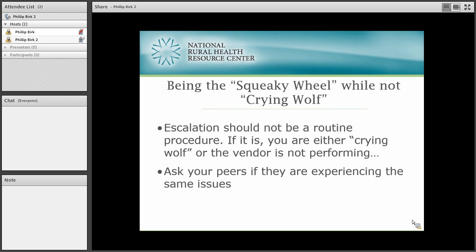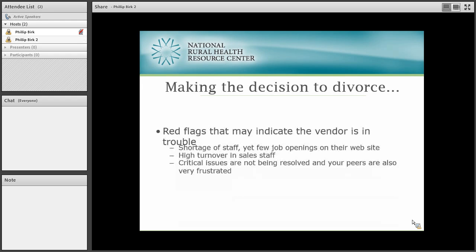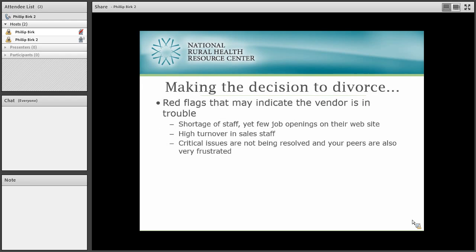So how do you be that squeaky wheel while not crying wolf? Understand timing. You don't want to start sending out email messages with high priority and using ASAP in the subject line, unless you've given the appropriate amount of time for support to resolve the problem. And that ties right into don't escalate unnecessarily.